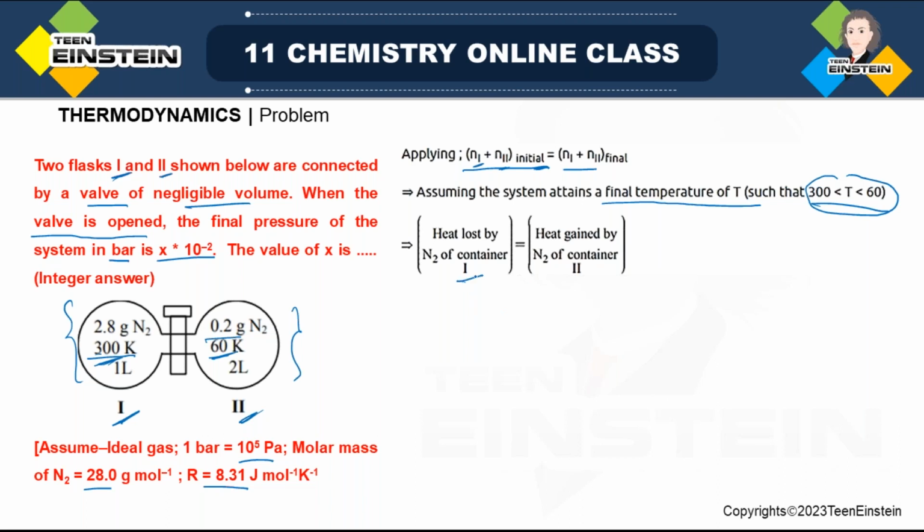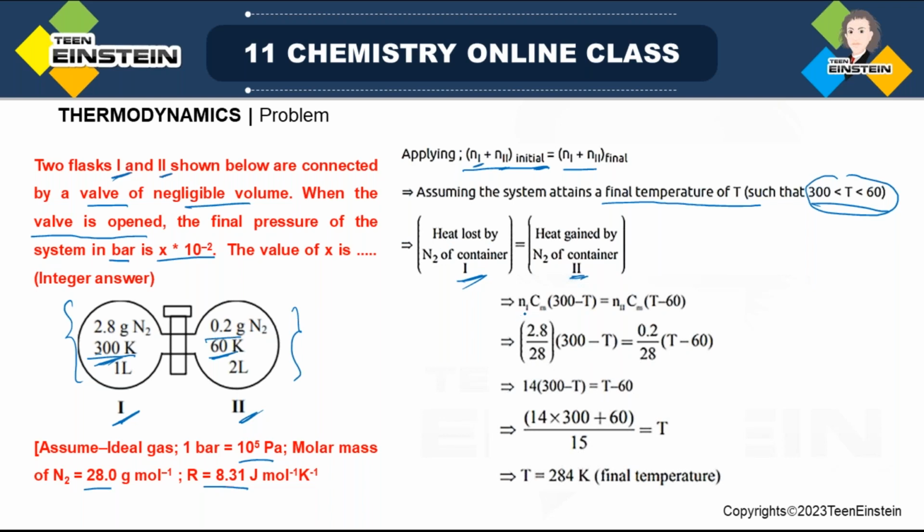And heat lost by the first flask is also equal to heat gained by the second flask. Because on the left hand side the temperature is high, so when you open it, there will be movement of gas in such a way that the temperature will gradually decrease for the left hand side flask, but for the right hand side it will gradually increase because it is gaining heat, and the left hand side is losing heat, right?